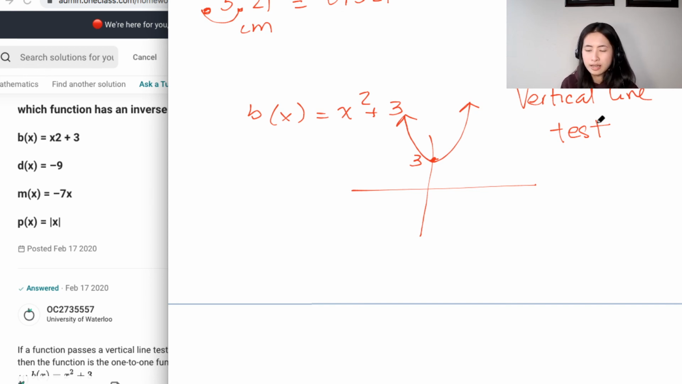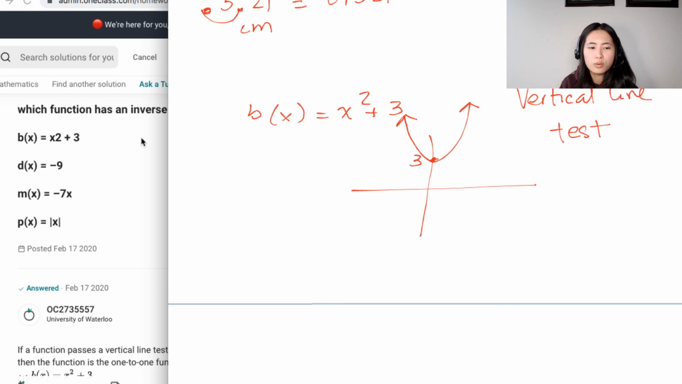For the vertical line test, if you draw your function and use a vertical line anywhere in your function, your function needs to pass through this vertical line once and only once. Once it passes this vertical line twice, then it's not a function. So for this to be a function, when you draw a vertical line anywhere in your domain, it needs to intersect only once. That's how you know this is a function.